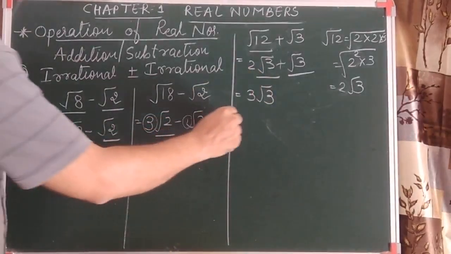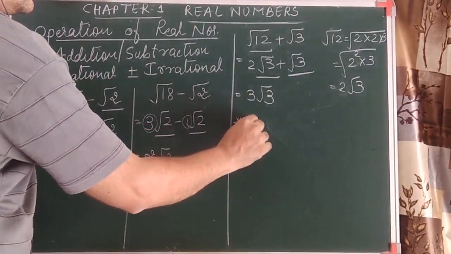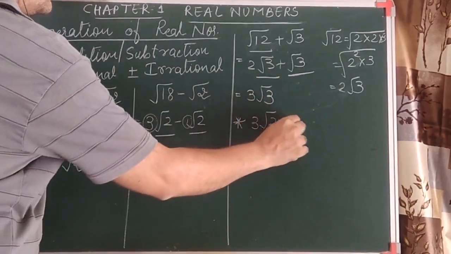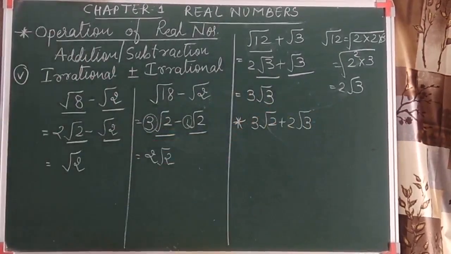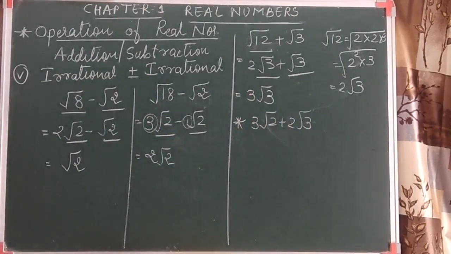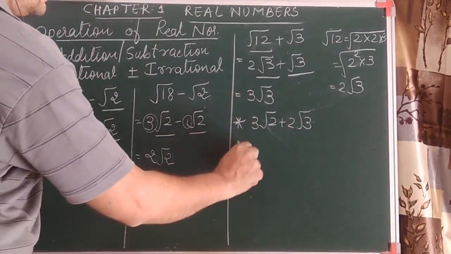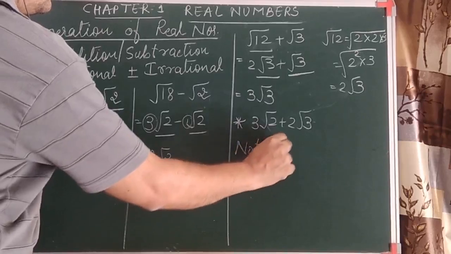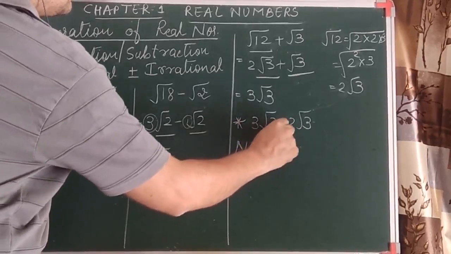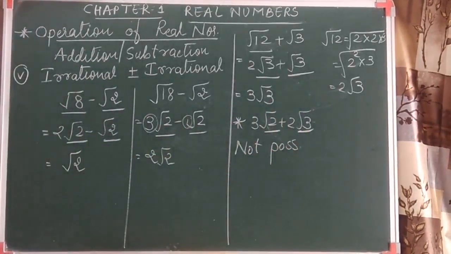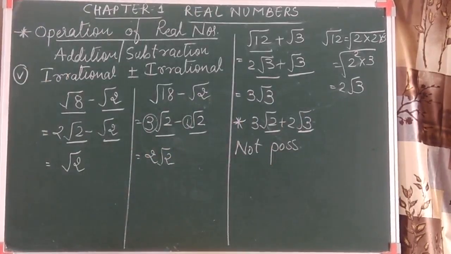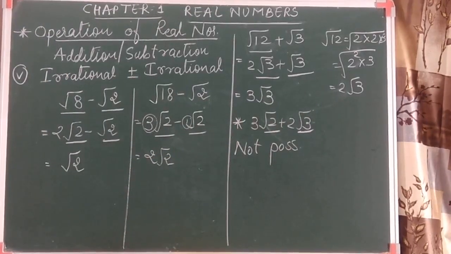Let's have one more example to understand. This is 3√2 plus 2√3. So what would be the answer of this? Correct. You can say it is not possible. Why is it not possible? Because both of these are unlike irrational numbers. That's very good. Thank you.